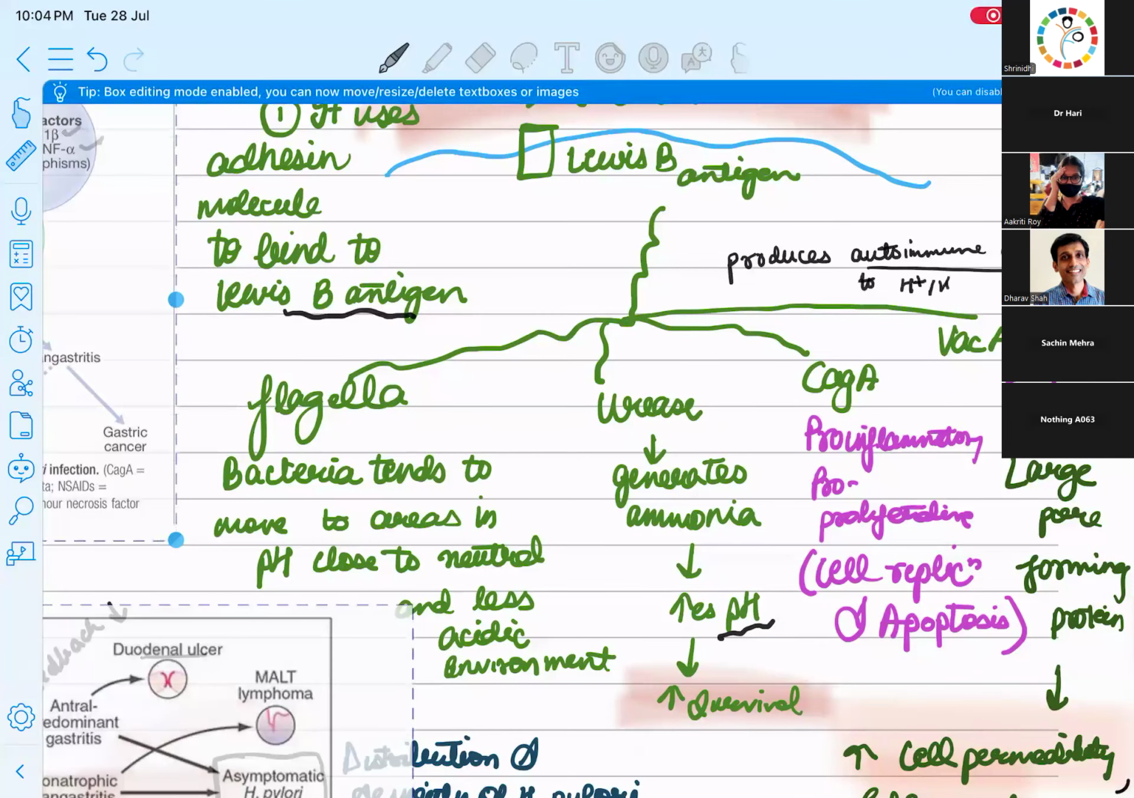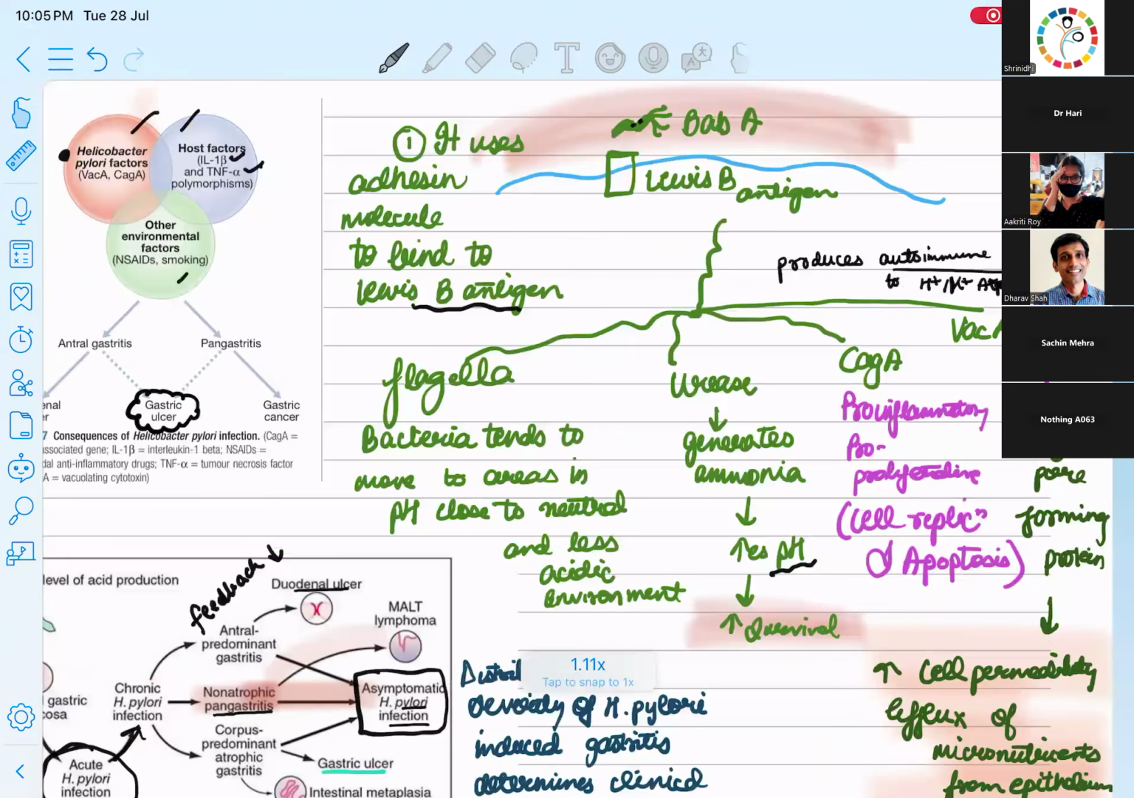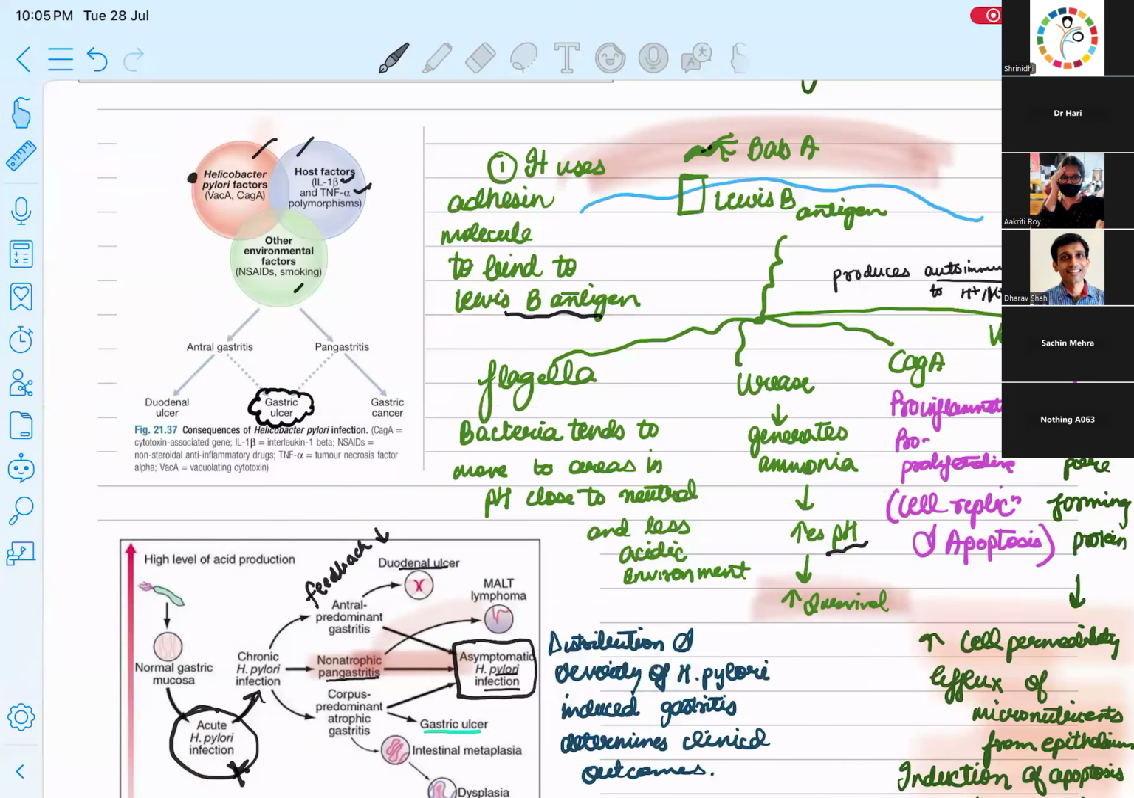And the gastric ulcer that is formed mainly forms because of reduced or impaired barriers rather than increased acid. So that is one interesting aspect regarding gastric ulcer, antral ulcer and duodenal ulcer.